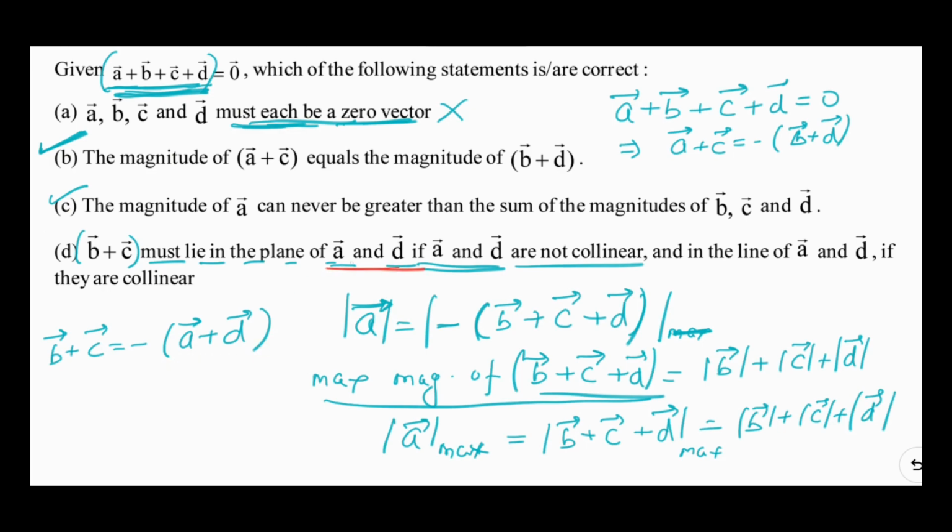If a and d vectors are not collinear, then definitely their sum will be in their plane only. And if they are collinear, then also their sum will be in their line only. Definitely this option is correct. So this answer is also correct. So the correct answers are b, c and d. Thank you.